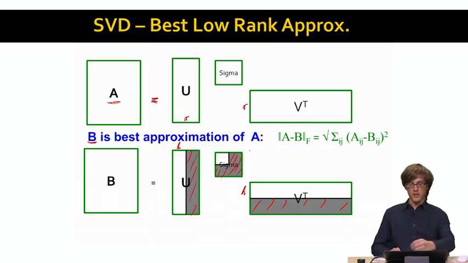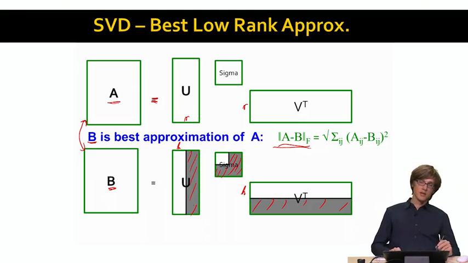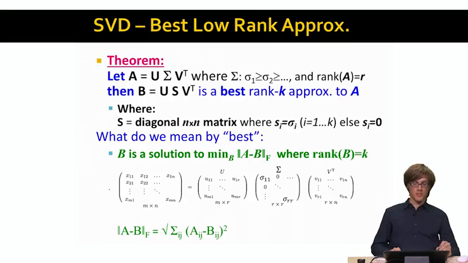So what by best means is that the Frobenius norm, the difference between A and B, is smallest possible, right? So in a case, A and B are as close to each other as possible, given that we want to represent the data points with a small number of coordinates k. So to be very precise, here is what the theorem says.